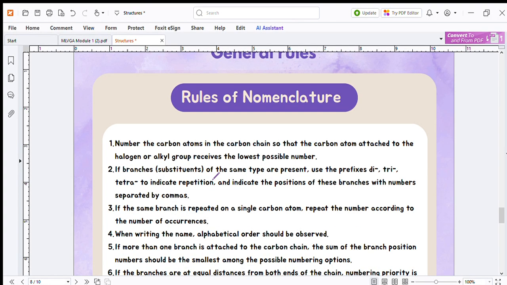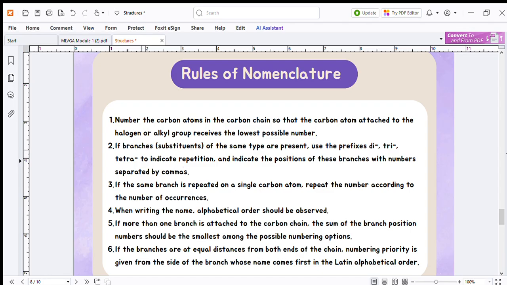So when it comes to nomenclature, we have rules po to follow. So we'll read these rules, then after this, we'll have the practice questions na i-answer natin at i-apply natin ang mga rules doon. So sabi nga dito, number the carbon atoms in the carbon chain so that the carbon atom attached to the halogen or alkyl group receives the lowest possible number. So pag mag-numbering po tayo, hindi pa natin ito makikita dito, pero I'll show you later. Pag mag-numbering na po tayo, kailangan yung priority natin ay ang pinakamaliit na number or the lowest possible number.